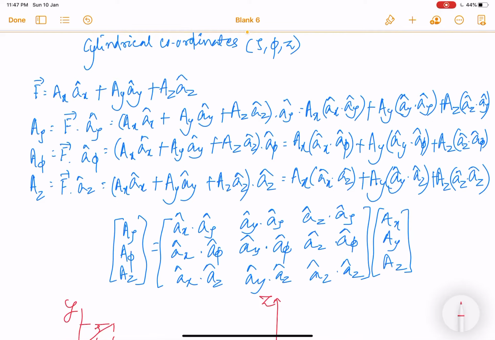Let's study cylindrical coordinates. So let's continue. We are now going to find out about the vector conversion.